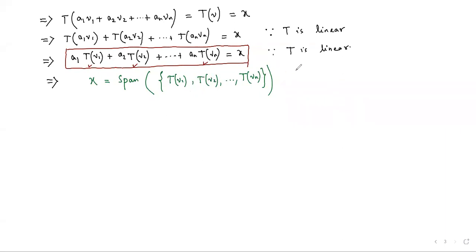Now, we shouldn't use the equality sign over here, because this is a set, span of Tv1, Tv2, ..., Tvn. This is a set actually. So after looking into this, we can say that X belongs to this set. Span is a set actually, a spanning set. So in this spanning set, X is belonging.